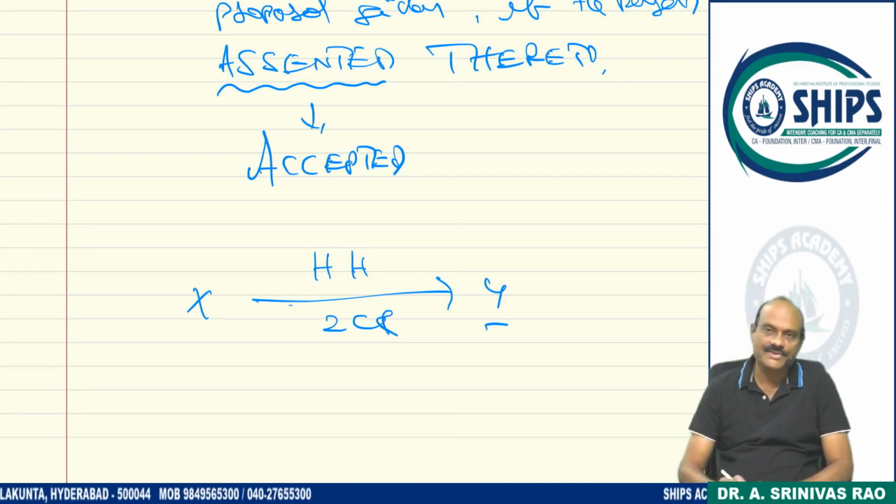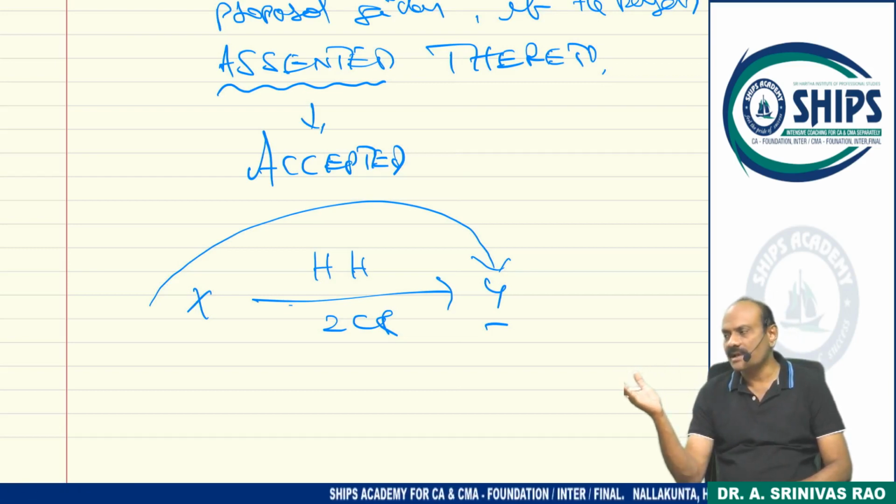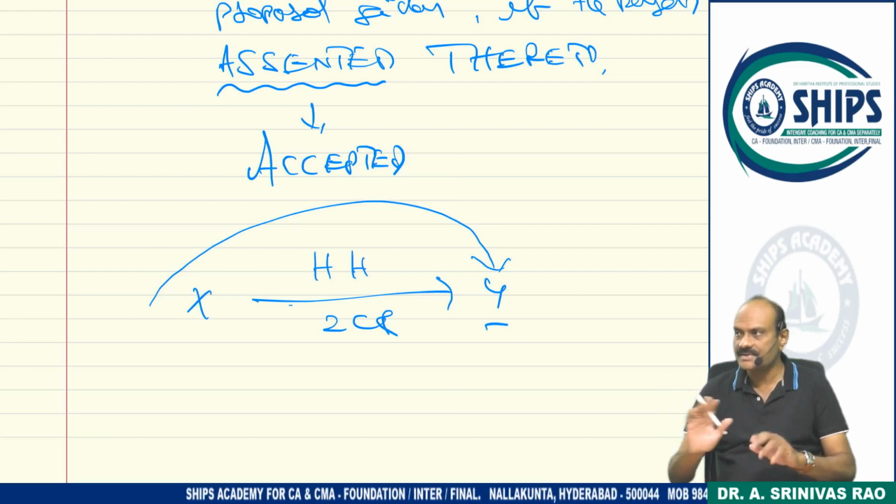Now see the promise definition. When a person makes a proposal to another, and the person to whom the proposal is given assents, assented means accepted. What he said: will you buy my Himayat Nagar house for 2 crores? I said yes. Promise definition satisfied. So there is a promise.